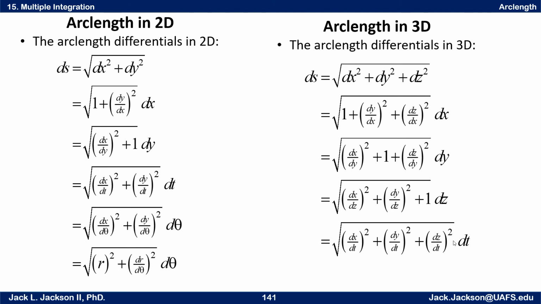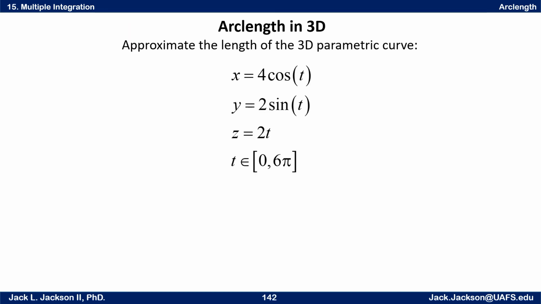So let's use this last version in an example for a 3D curve. Let's approximate the length of the 3D parametric curve x equals 4 cosine of t, y equals 2 sine of t, z equals 2t, and we're going to let t go from 0 to 6 pi.